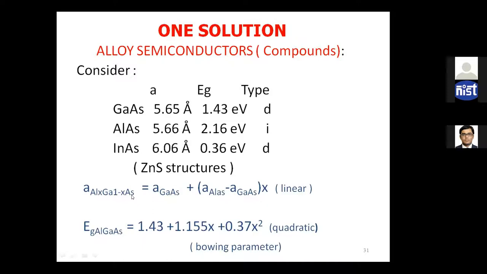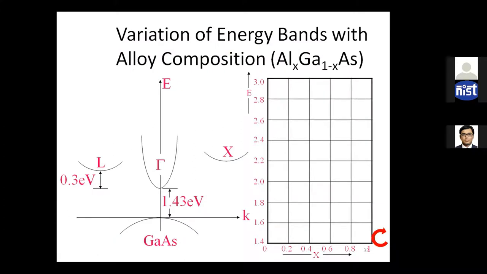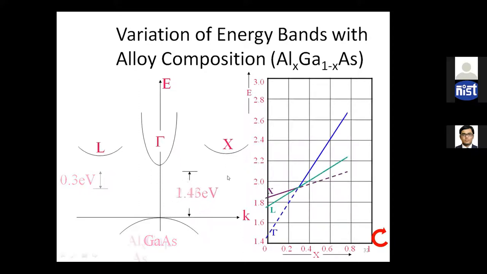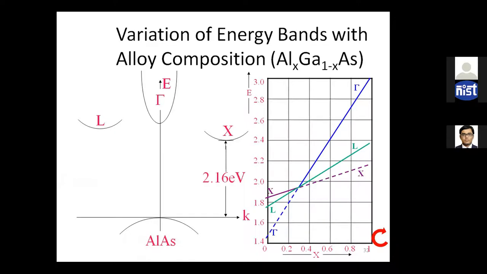That is its band gap. If you take aluminium arsenide, 100% aluminium, its band gap is 2.16. That means the band gap of AlGaAs varies between 1.43 and 2.16. Initially the band gap is 1.43, and when you change x, the band gap comes to 2.16, the band gap of aluminium arsenide. This is the beauty by which we can change the energy band. We can artificially make the material and modulate the energy band.